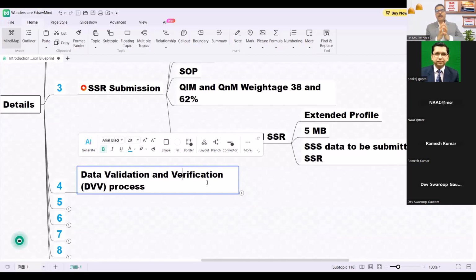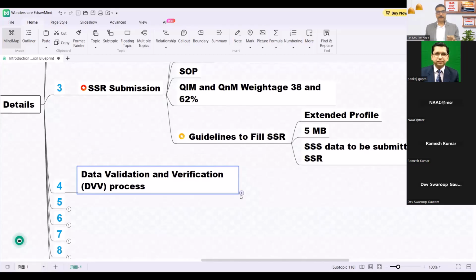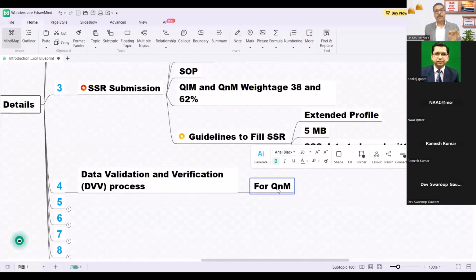They look into the different aspects of the documents submitted by the institution, and based on the availability of data, they compare with the standard operating procedures, whether the institution is fulfilling the norms or not. If there are shortcomings, they will intimate the institution about the query, and the institution needs to submit the query satisfaction documents, supporting documents. They may ask for verification of the data that you have given. That's why this is known as the data validation and verification process. It is done for the QnM, that is, the quantitative metrics, for which you have uploaded the Excel sheets.